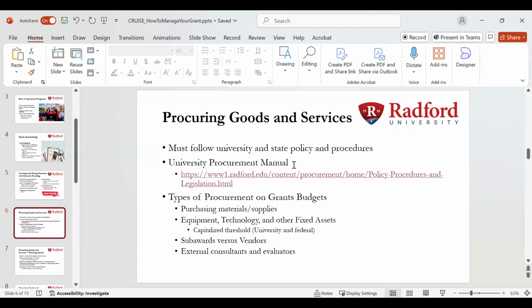And then two, another big thing that we see is external consultants. So you'll have external consultants on your projects, or I should say expertise that we can't find here on this campus. And that's okay. We can go out and hire those individuals externally through the procurement process, much like evaluators.